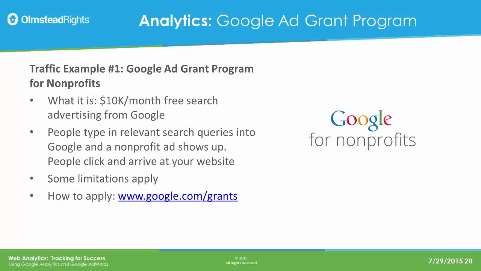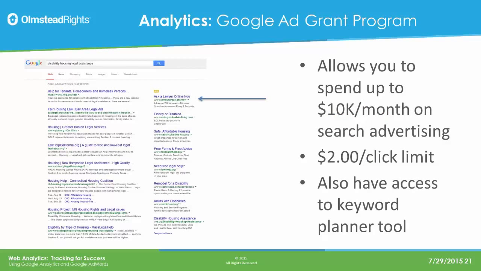I want to talk briefly before we get into the metrics, because you'll start to see some of this again on the Google Ad Grant. Tally talked about this. It's $10,000 a month of free advertising. People type in their relevant search queries, and a nonprofit can show up, and you can click. There are some limitations that apply. I don't think they take religious organizations, and they have some other criteria.